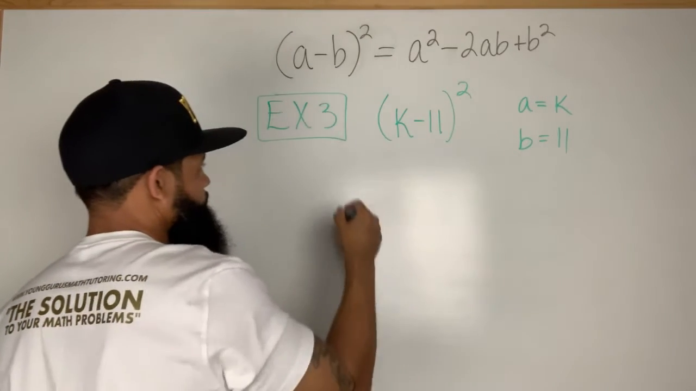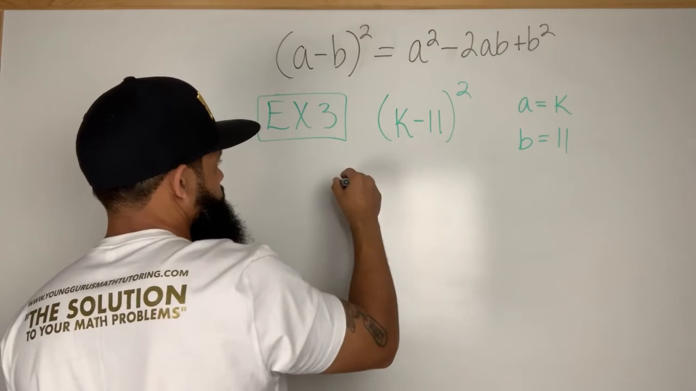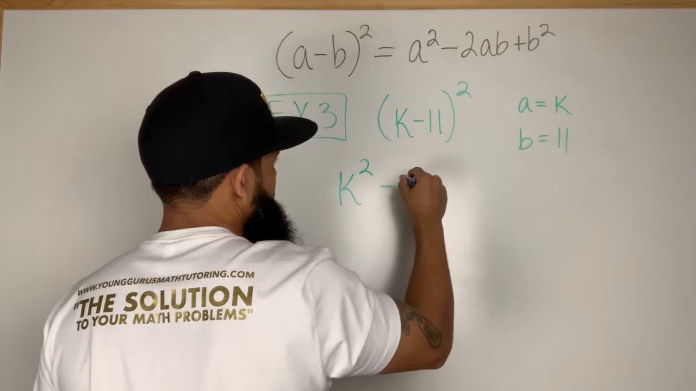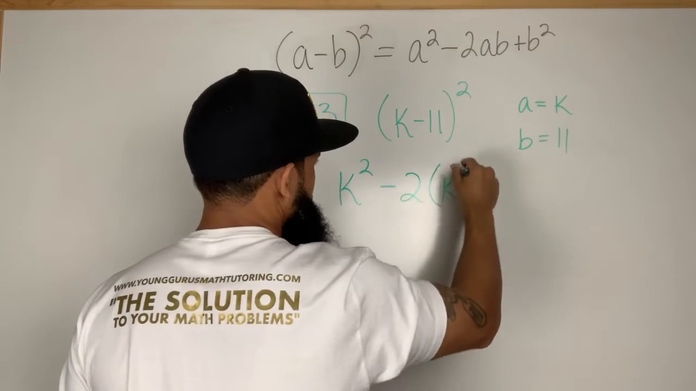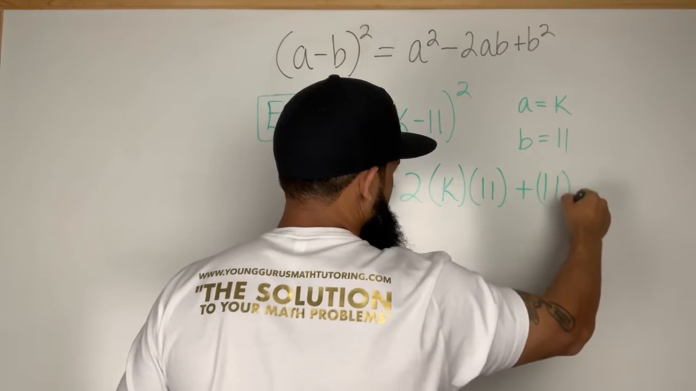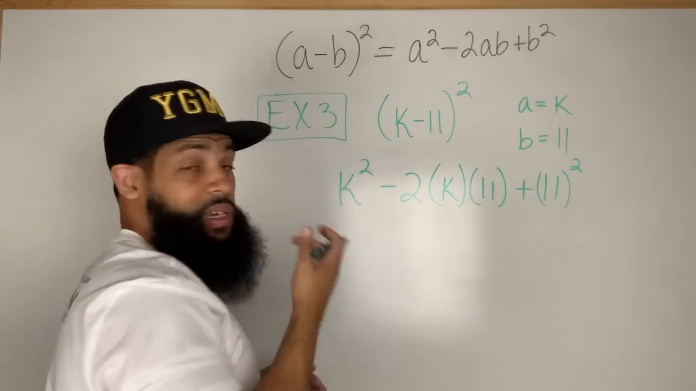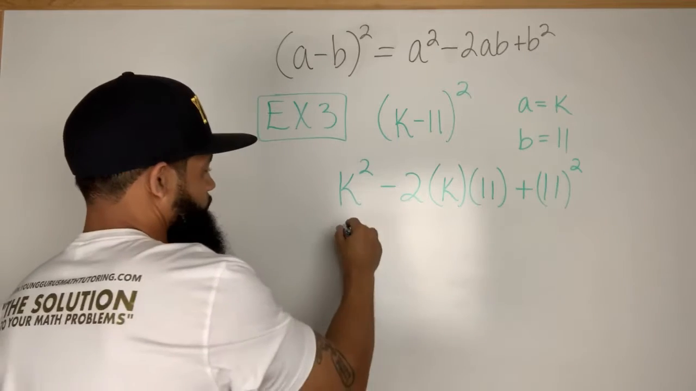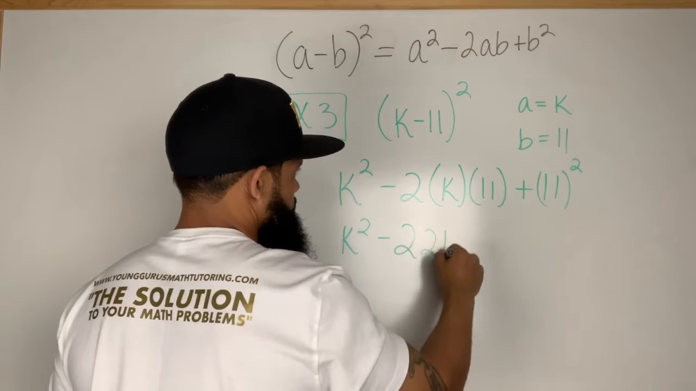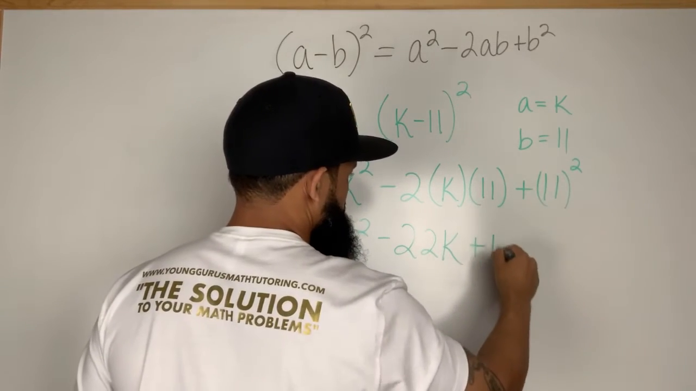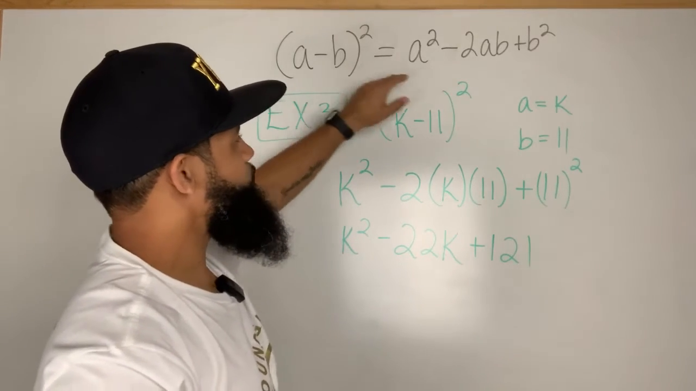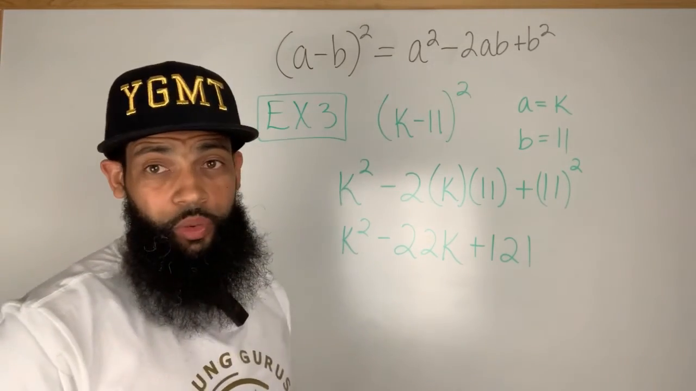I don't have to put the negative sign with it because of the way the formula is drawn out. I have k squared minus 2 times k times 11, and then plus 11 squared. Now we just simplify. K squared is k squared. 2 times 11 is 22k, and then plus 121. And that's it. The only thing that changes with a minus b is I just have a squared minus 2ab.